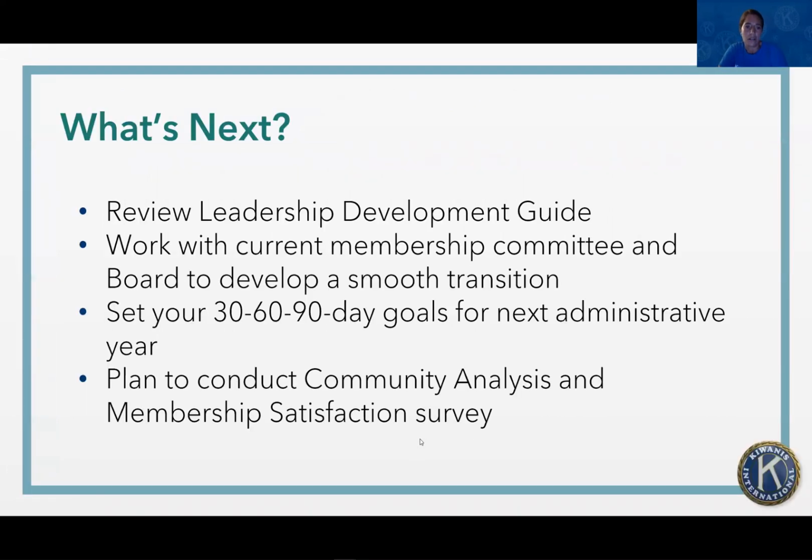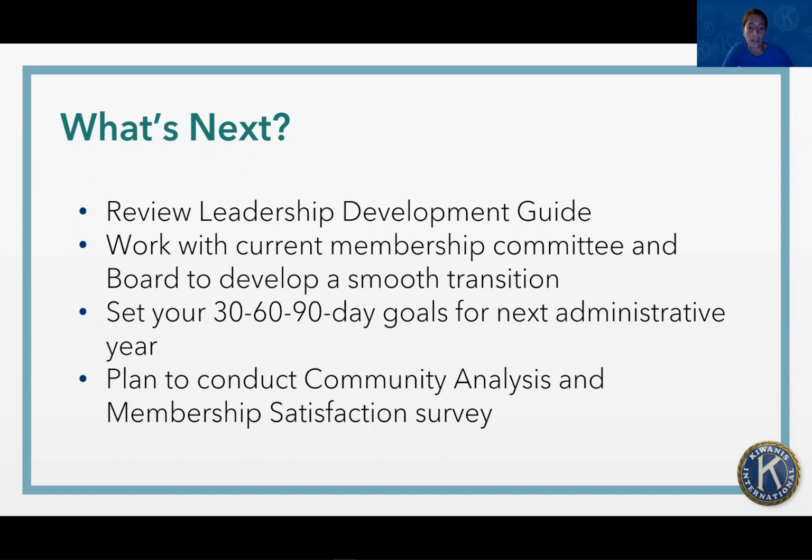So what's next? I want you guys to be reviewing the leadership development guide that we put out. You want to work with your current membership committee and board to determine that smooth transition. You want to set your 30, 60, 90-day goals for the next administrative year. You want to maybe plan to conduct that community analysis and member satisfaction survey in the ACE tools, and then go from there. Now, the next thing is to save the chat.